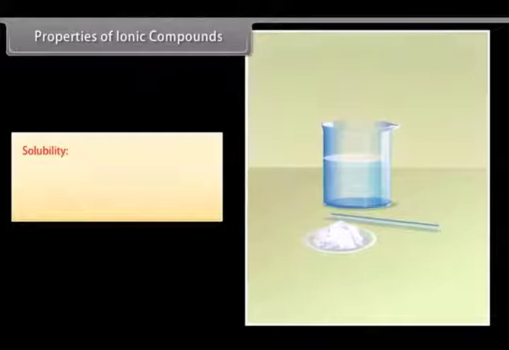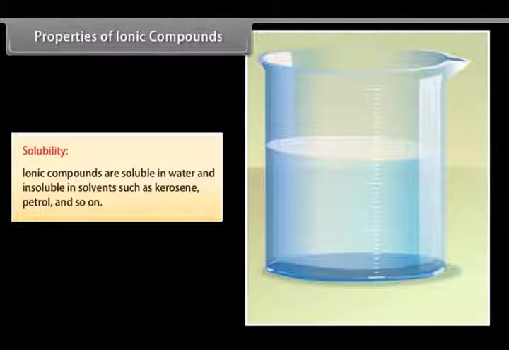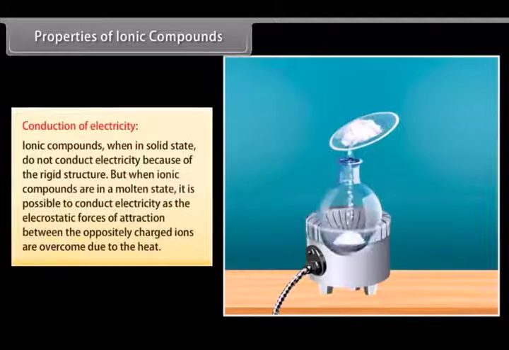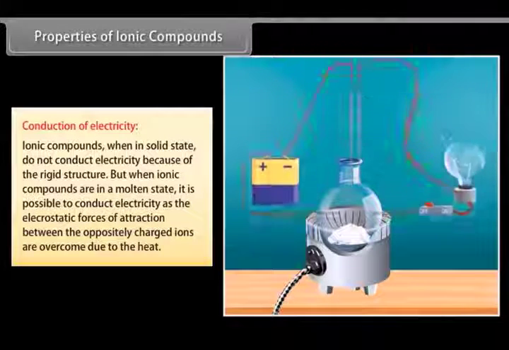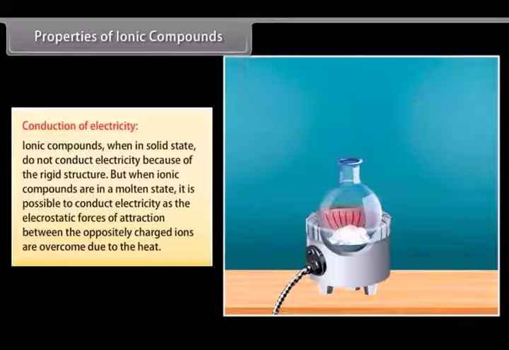Solubility. Ionic compounds are soluble in water and insoluble in solvents such as kerosene, petrol, and so on. Conduction of electricity. Ionic compounds, when in solid state, do not conduct electricity as the movement of ions is not possible because of the rigid structure.